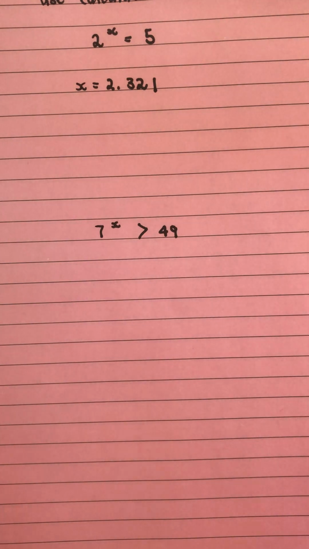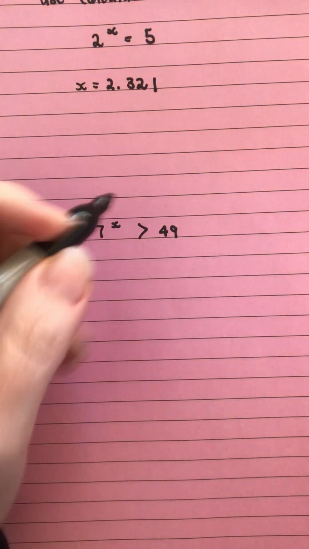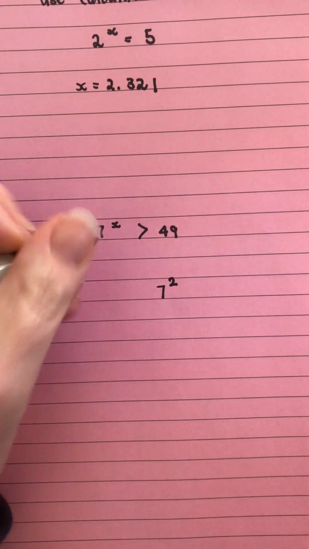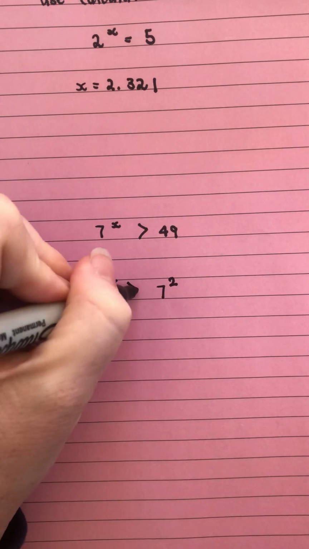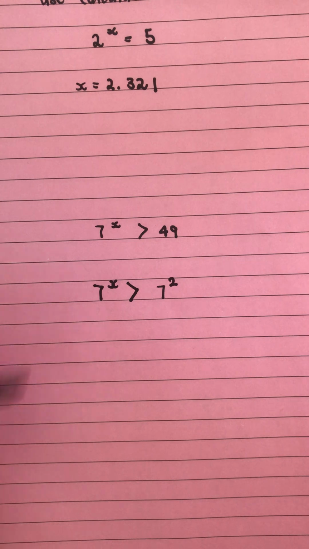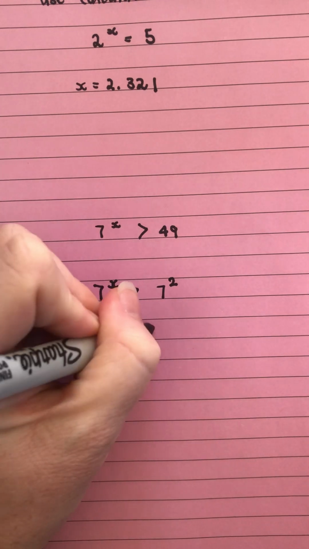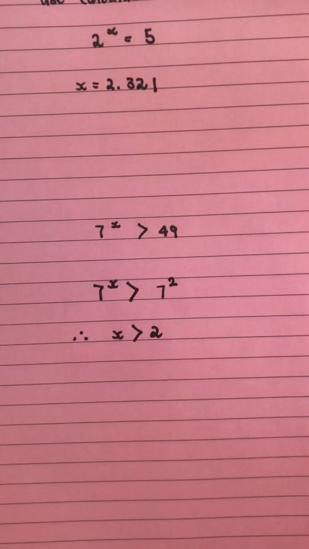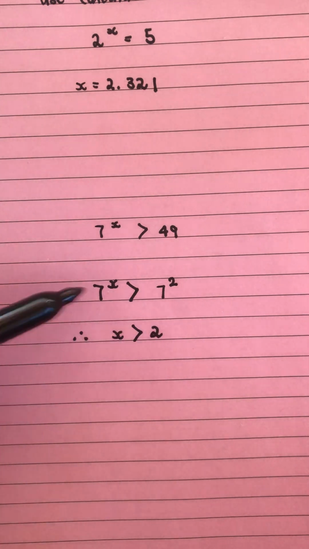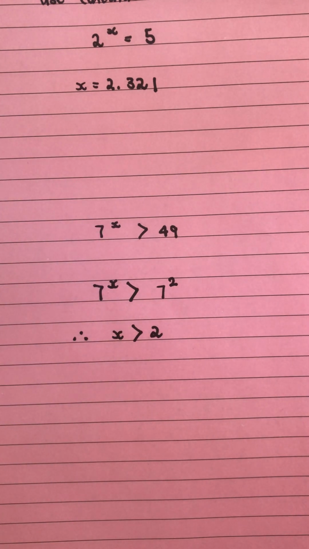We can still do it the same way. So I know that 49 is 7 squared, so I've got 7 to the power of x is greater than 7 to the power of 2. I can then write x is greater than 2. So we can still do it the same way. We just have to keep that inequality sign there.